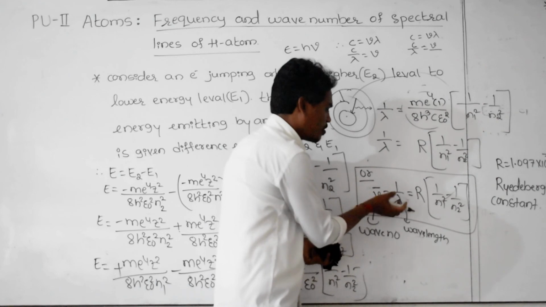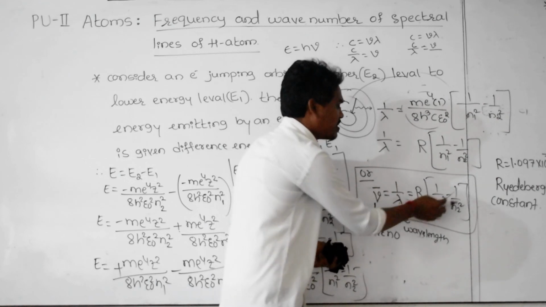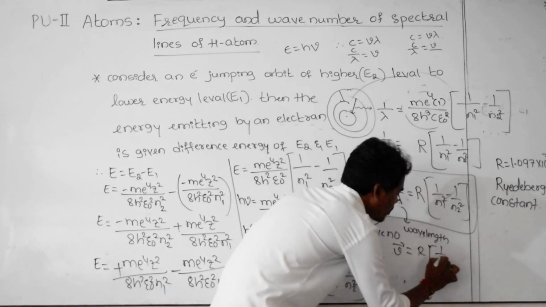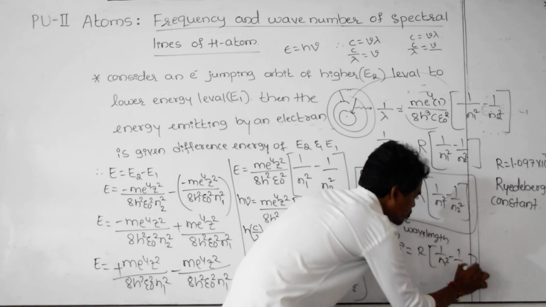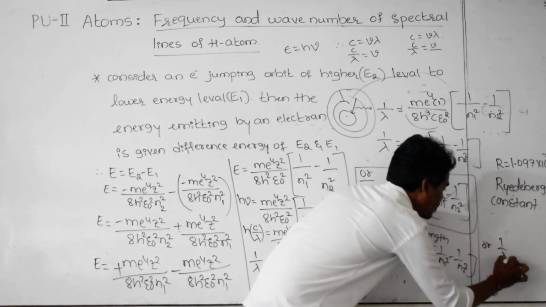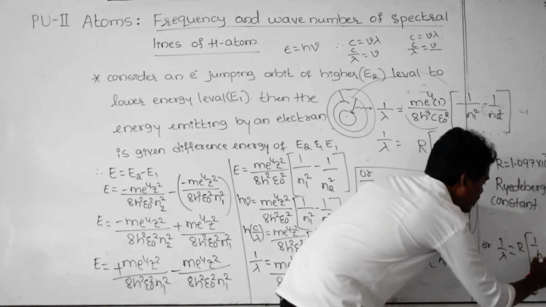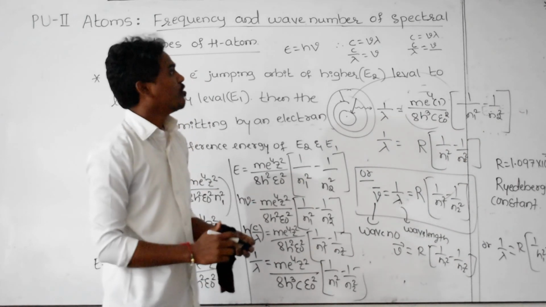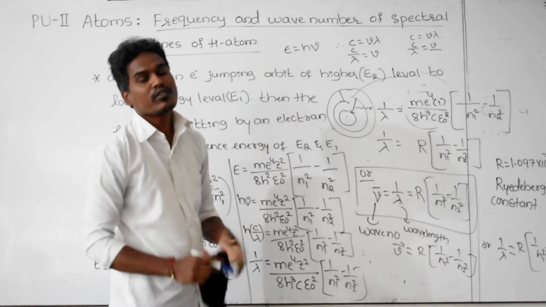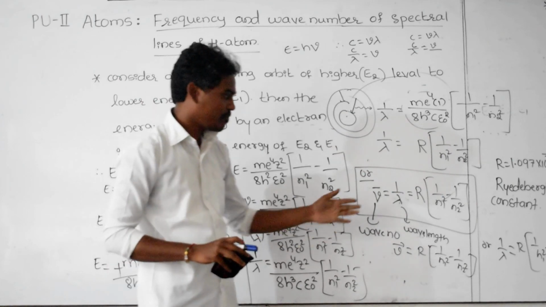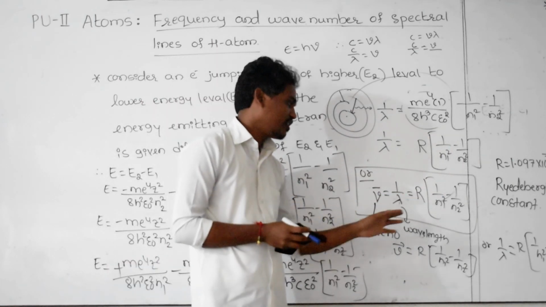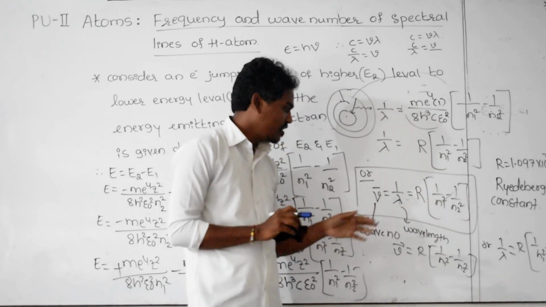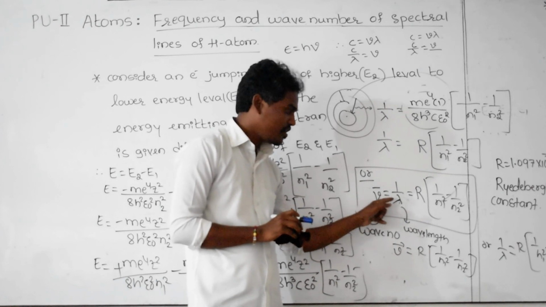This is nu bar is equal to R. Nu bar or 1 by lambda is equal to, this is the formula. It means that nu bar is equal to R into 1 by n1 square minus 1 by n2 square, or 1 by lambda is equal to R into 1 by n1 square minus 1 by n2 square. By using this formula, we are going to find out wave number of each and every spectral line. Just remember this formula, you are getting one numerical on it. Based on this formula, you are getting the numerical for 5 marks. And this is not a frequency, this is a wave number, this is a wavelength.